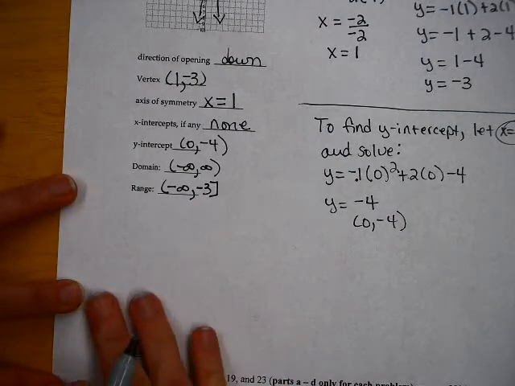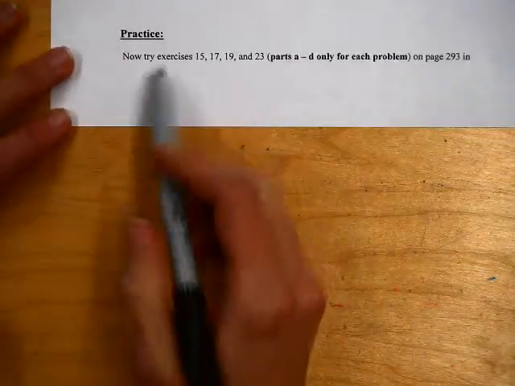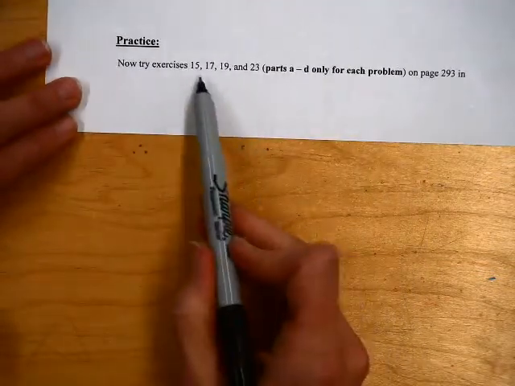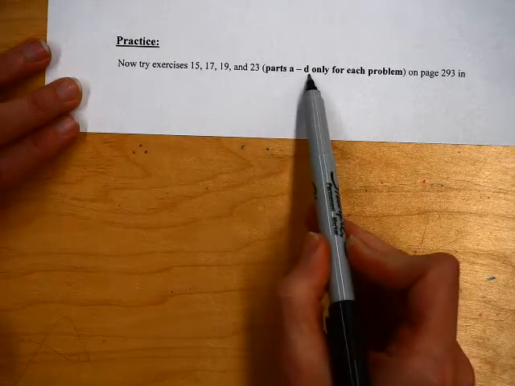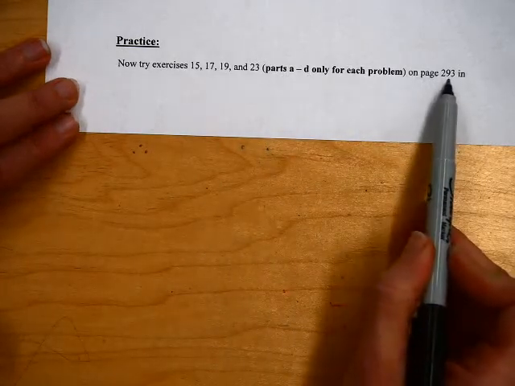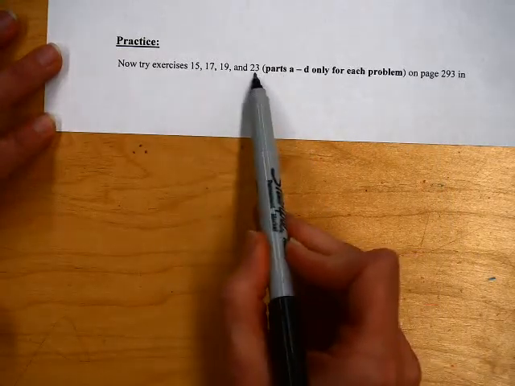Okay, that finishes up all of the examples for section 3.1. Now you should go to your textbook and try the following odd exercises. Do parts A through D only for each problem. They're found on page 293 in your textbook, and you can check the answers in the back of your textbook since those are odd.